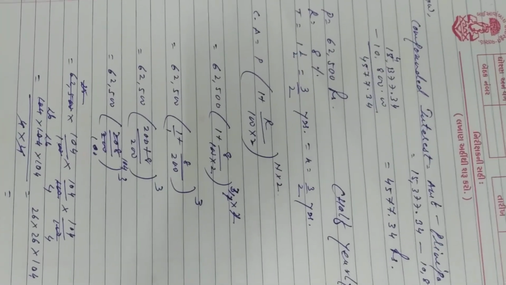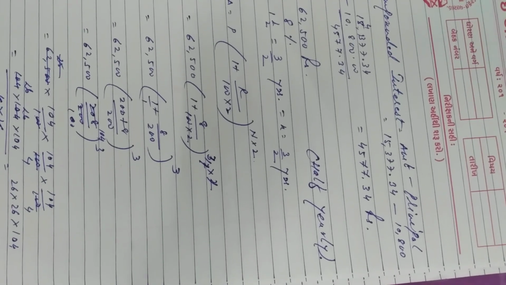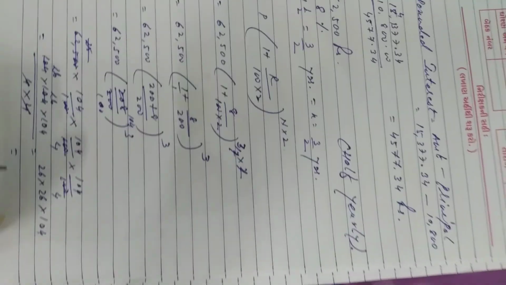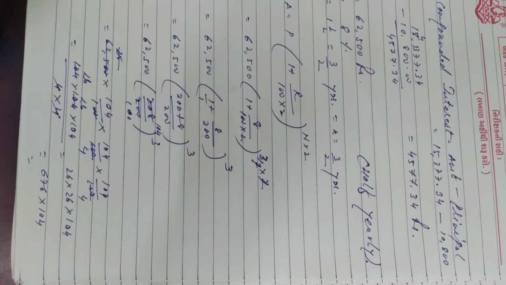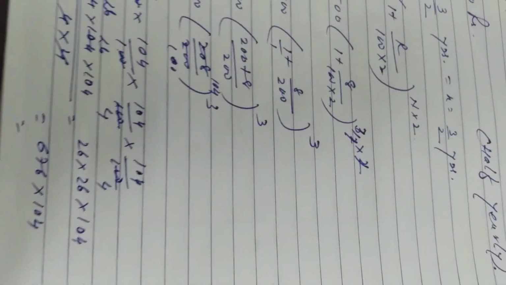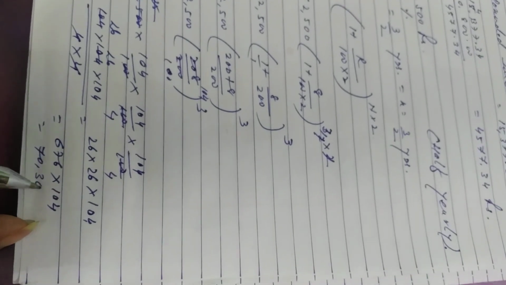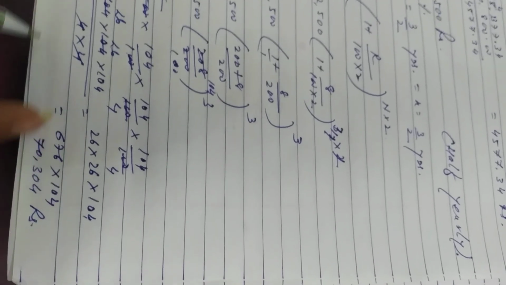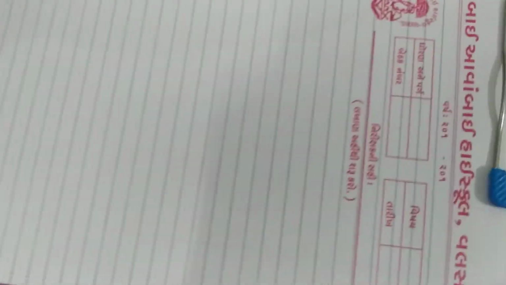See, these are big numbers, so please be careful while you are performing multiplication. 26 multiplied by 26 gives 676, multiplied by 104, so we get 70,304 rupees. What is it? The compound amount. Now what do we have to find out from it? Interest.